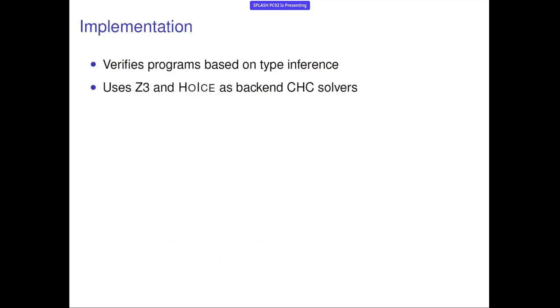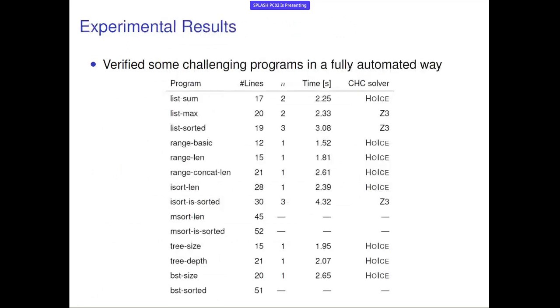Okay, so we have implemented a prototype verifier using this procedure. We use Z3 and Hoice as the backend CHC solvers. And this is the result. We could verify some small but challenging programs in a fully automated way. This includes isort is sorted, which means the sortedness of the insertion sort algorithm. We can also verify some programs on trees, so it means that our procedure works not only for lists but also for other structures.